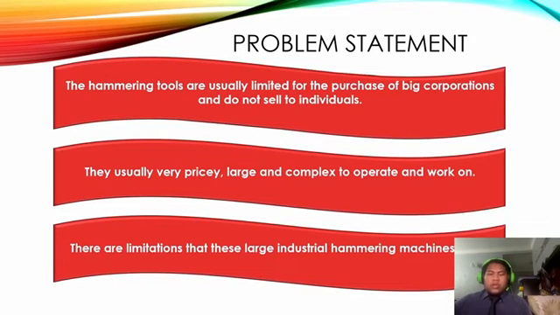Like the usual process in designing a product, we have listed down some problem statements. A problem statement is an outline of the negative points of an existing product. First, only big companies are able to purchase the product, and they usually do not sell to individuals. Second, they are large, pricey, and complex or hard to operate. And lastly, some of these large industrial hammering machines have certain limitations.